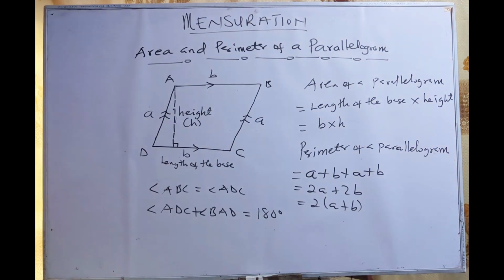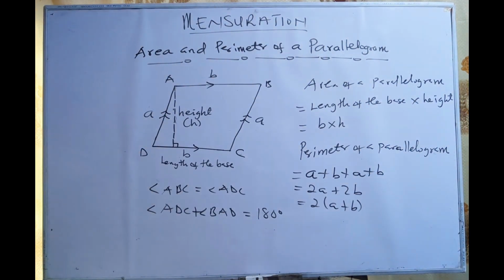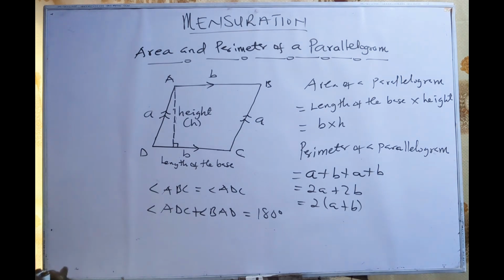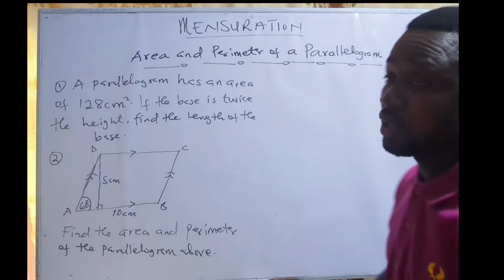So this is about the area and perimeter of a parallelogram. The area is the length of the base times height, and the perimeter is 2 times the addition of the two sides of the parallelogram. Is that okay? We are going to solve questions right now. Let's look at the questions here.